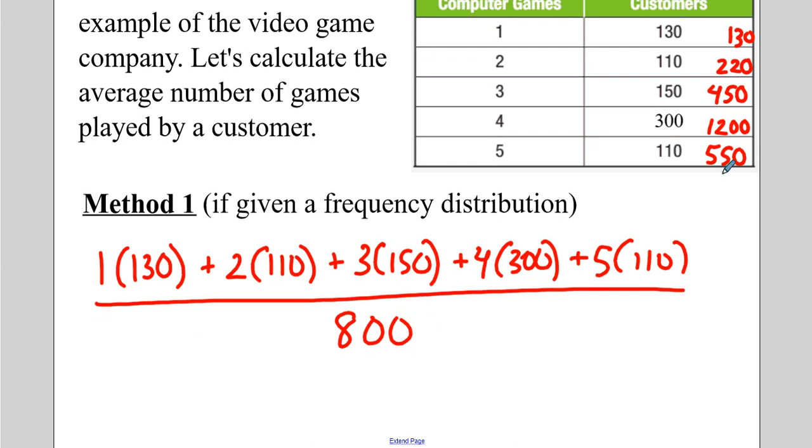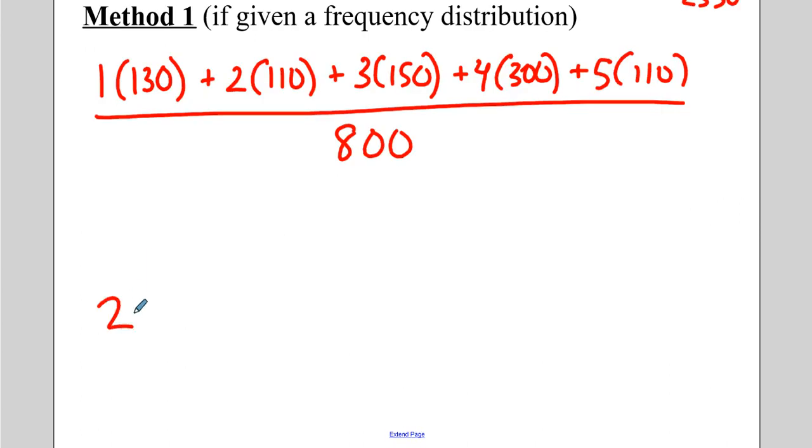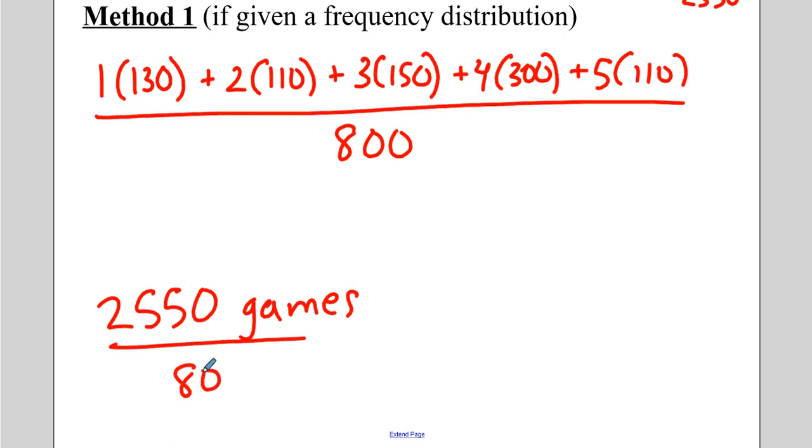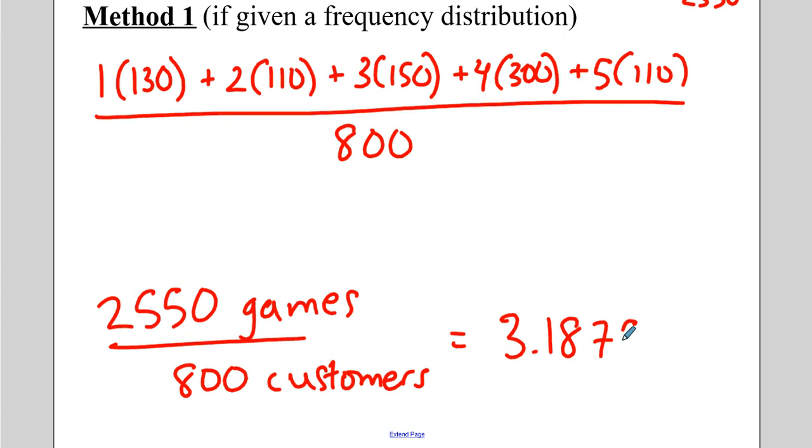I'm going to add all these up. So when I add all these up, what is that going to be? 130 plus 220 plus 450 plus 1,200 plus 550. There were 2,550 games played by those 800 customers, which means the average is the division of those two. Divide by the total of 800. It means on average, each customer is playing 3.1875 games, about 3 games.